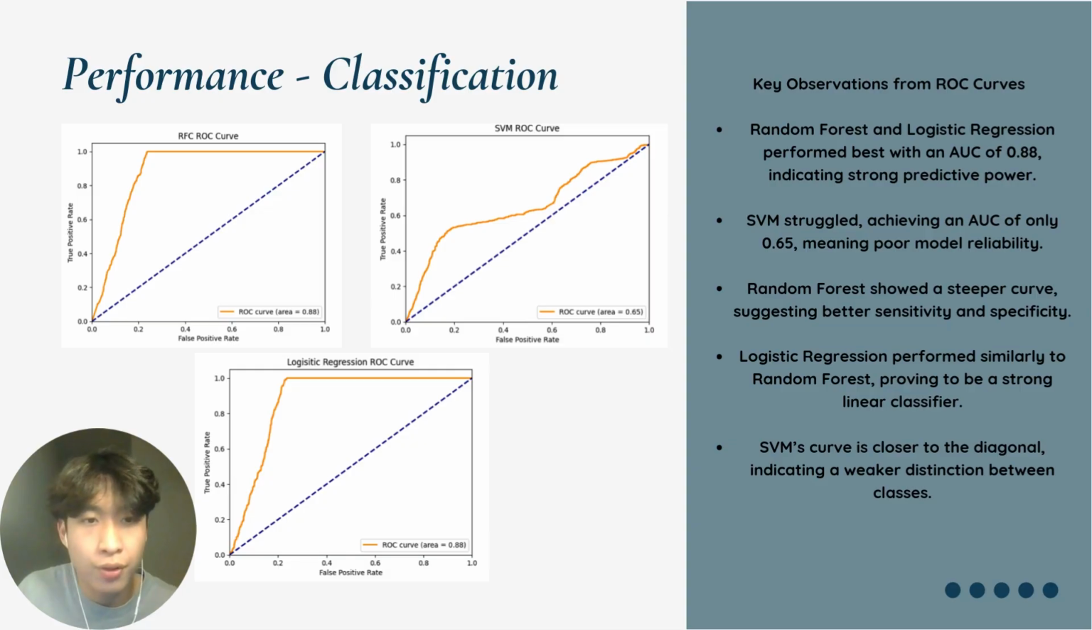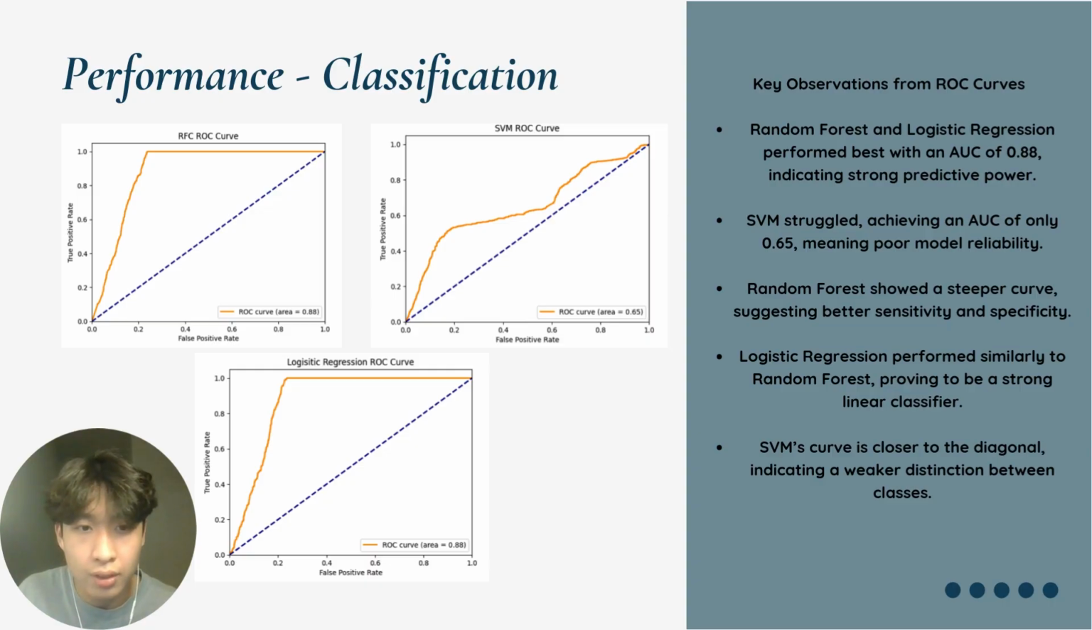To also measure the performance of the models, we use an ROC curve. So what can we take away from it? Random forest and logistic regression perform the best with an AUC of 0.88, indicating strong predictive power, and SVM struggled, achieving an AUC of only 0.65, meaning poor model reliability.